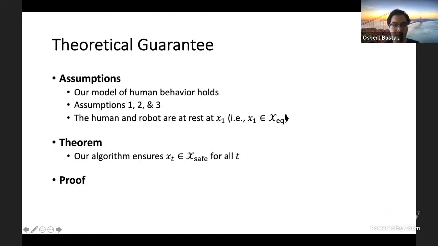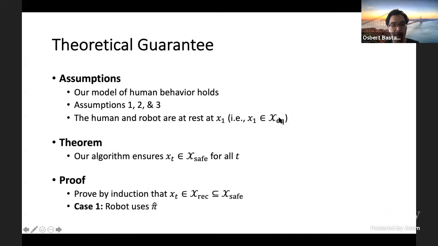I'm going to sketch the proof. The high-level structure is the same as the proof for the shielding algorithm, and I'll go into a bit of detail in each of these cases. The basic strategy is just that we use induction. We prove by induction that xt is in the recoverable set for each t, and because recoverable states are by definition safe, this will establish the property. The base case just follows by assumption. It's obvious that if the human and robot are at rest, then we're in a recoverable state.